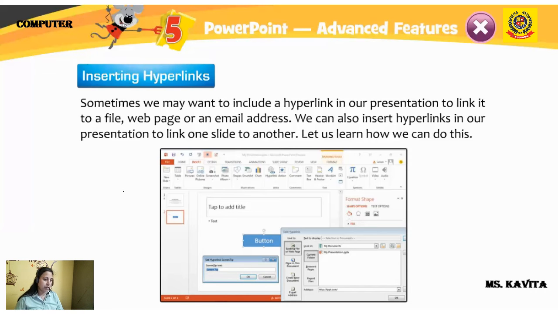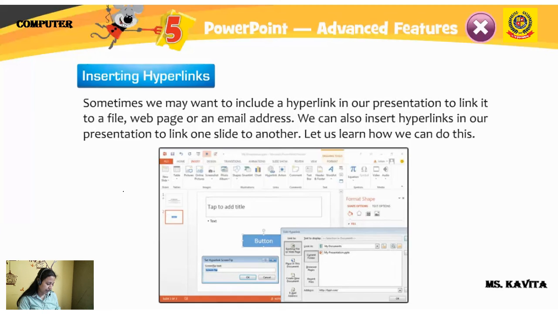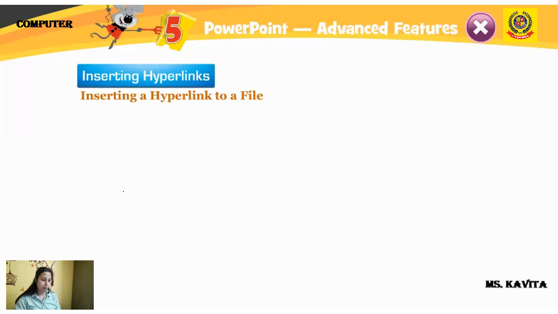To insert a hyperlink to a file, we follow the steps given below. First step, select the text or image that you want to set as a hyperlink. Second, open the Insert tab. In the Links group, click on the Hyperlink button. Or you can also open this dialog box by right clicking on the selected text and selecting the Hyperlink option.